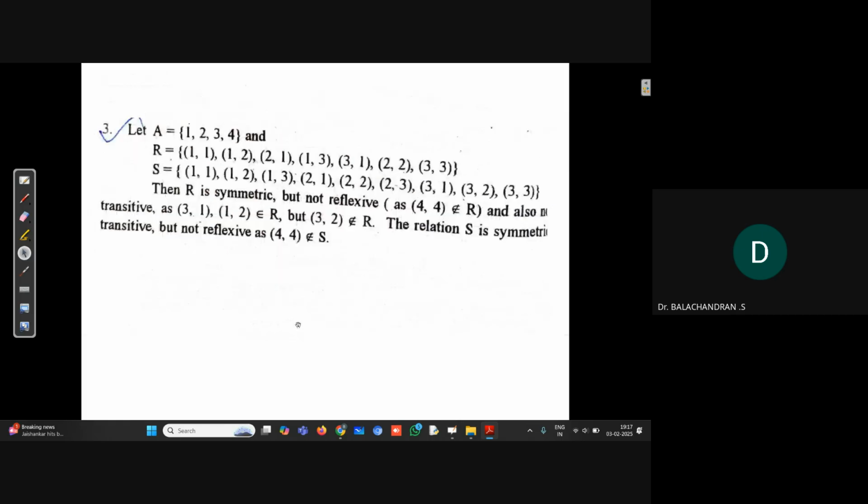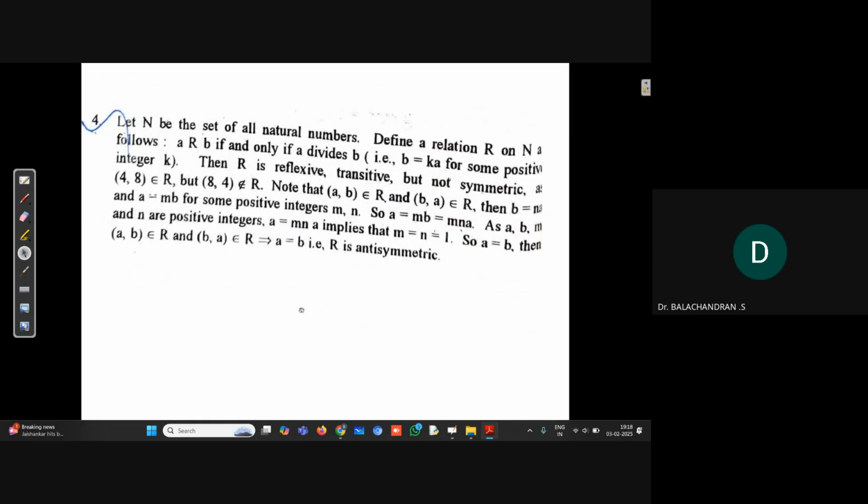You can refer to it. This one I also explained, and the fourth one I also explained clearly. Let N be the set of all natural numbers. Define a relation R on N as follows: a is related to b if and only if a divides b. So a divides b means b = ka for some positive integer k. So then it is reflexive, transitive, but it is not symmetric.